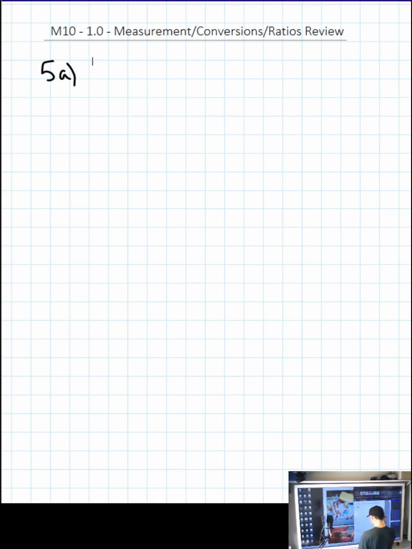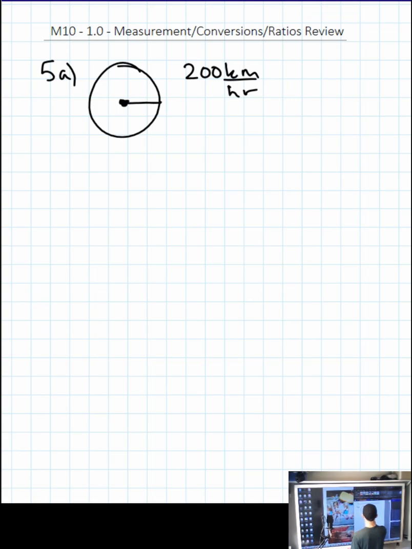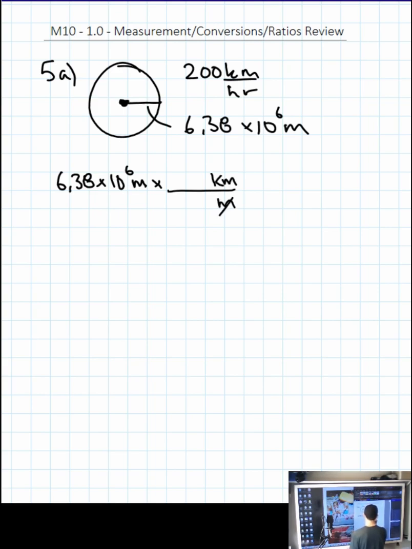Okay, so how many minutes would it take to fly around the world? Question 5A, how many minutes would it take to fly around the world at 200 kilometers per hour if the radius of the Earth is 6.38 times 10 to the 6 meters. First thing we have to do is take 6.38 times 10 to the 6 meters and convert it into kilometers. Meters on the bottom, meters on the bottom. We're going to get to kilometers. There's 1,000 meters per kilometer.